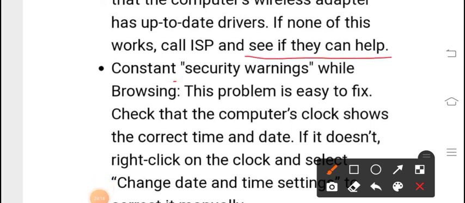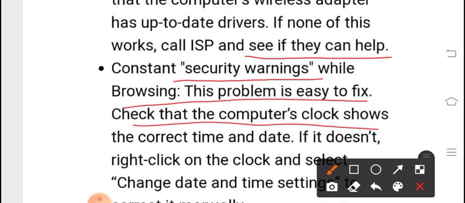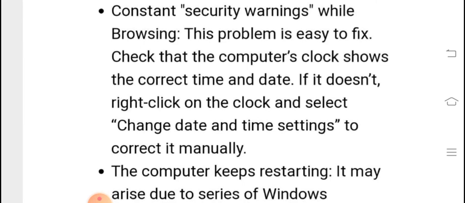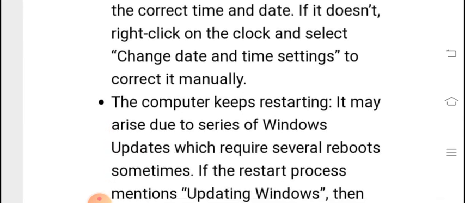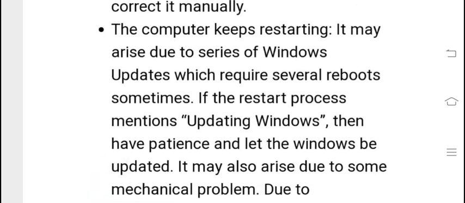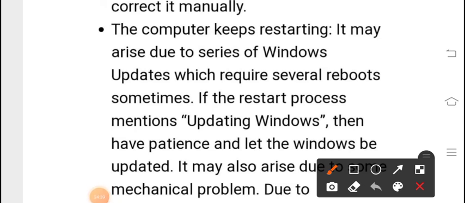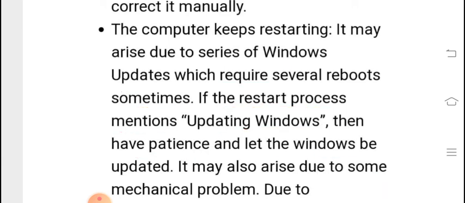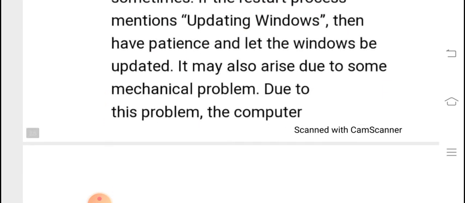Constant security warnings while browsing. This problem is easy to fix. Check that the computer's clock shows the correct time and date. If it doesn't, right click the clock and select change date and time settings to correct it manually. The computer keeps restarting. It may arise due to a Windows update which requires several reboots sometimes. If the restart process mentions updating Windows, then have patience and let Windows be updated. It may also arise due to some mechanical problem.